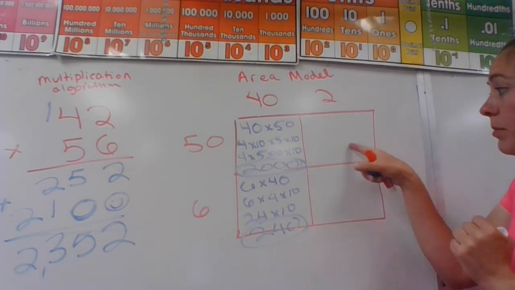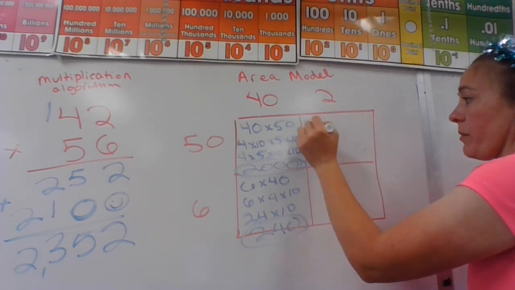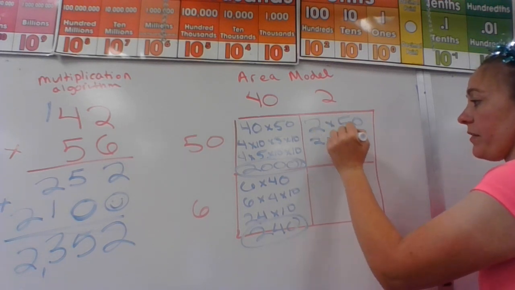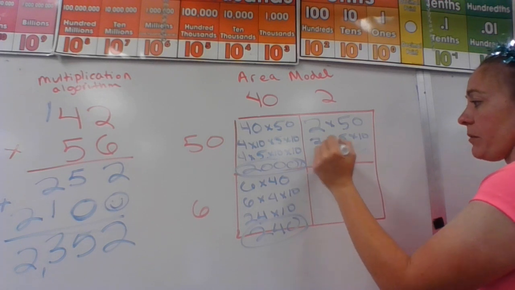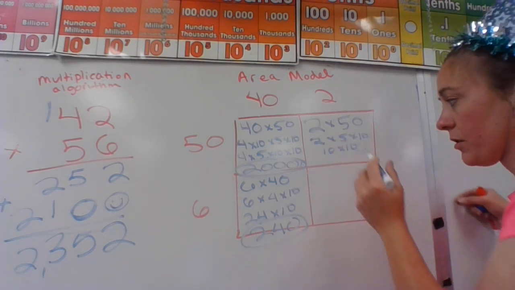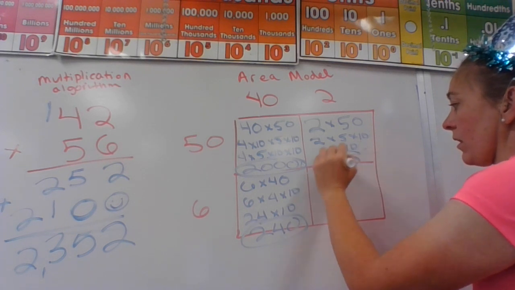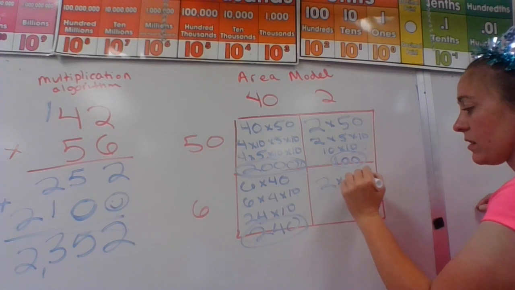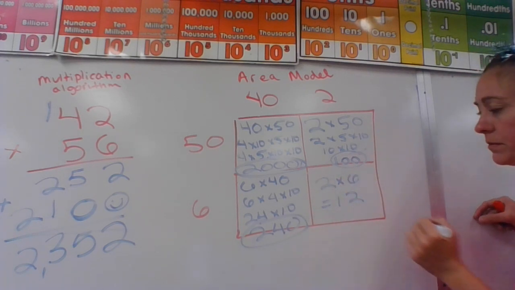All right, on our box up here we have a 2 coming down and a 50 going across, which is really 2 times 5 times 10. And 5 times 2 is 10, so that'll be 10 times 10, which is 100. All right, and lastly we have 2 coming down and 6 coming across. 2 times 6 is 12.